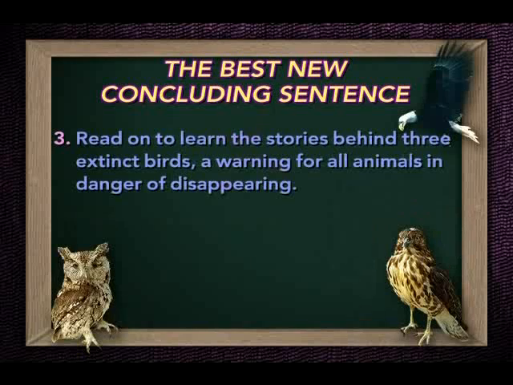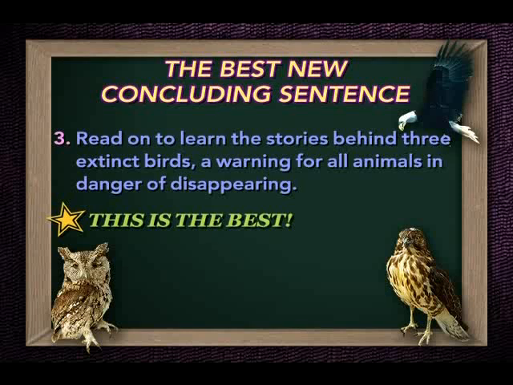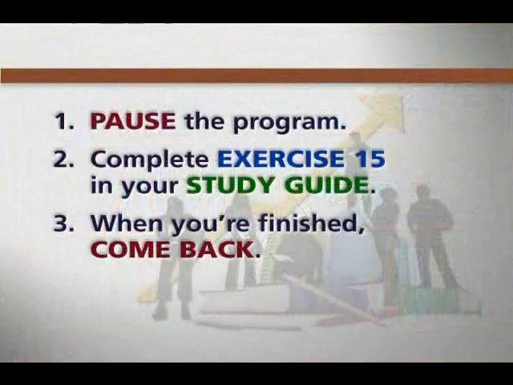Number 3, "Read on to learn the stories behind 3 extinct birds, a warning for all animals in danger of disappearing." This is the best answer because it sums up the main idea and it makes us want to read on to the next paragraph. So now what I would like you to do is to pause the program and explain why the underlined concluding sentence is not effective. Then come back.